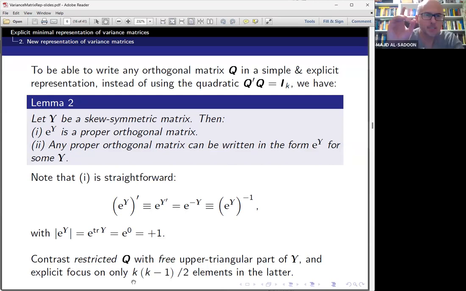So, sorry, can I ask a question, Karim? Of course, yes, Majid. But an orthogonal matrix can also have determinant -1. Exactly, yeah. So that's the next slide. Okay, sorry. You're one step ahead of me. Yeah, no, it's a valid point.